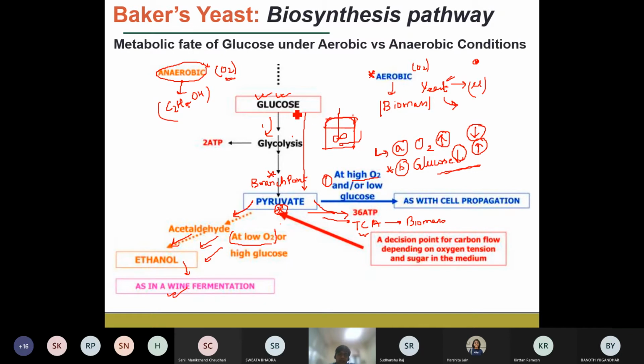Similarly, how are we adding the glucose? We have seen in the ethanol fermentation, for example, that at high concentration we generally carry out the fed batch process, right? So in the fed batch process, how much glucose are you adding during the fermentation process? Either you are maintaining a high glucose or a low glucose content. Depending upon that, we can tune the production of ethanol or biomass respectively.